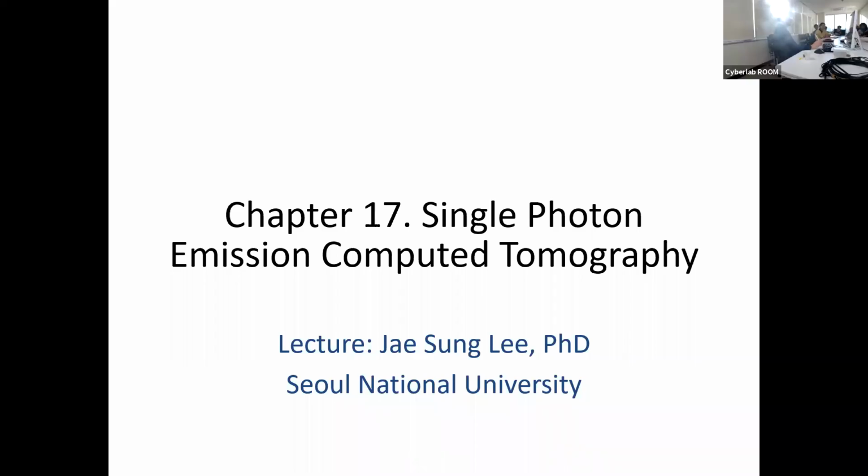In the TEIN workshop, I'm Jae Sung Lee, in physics in the team of nuclear medicine. So today, let me talk about single photon emission computed tomography, SPECT.